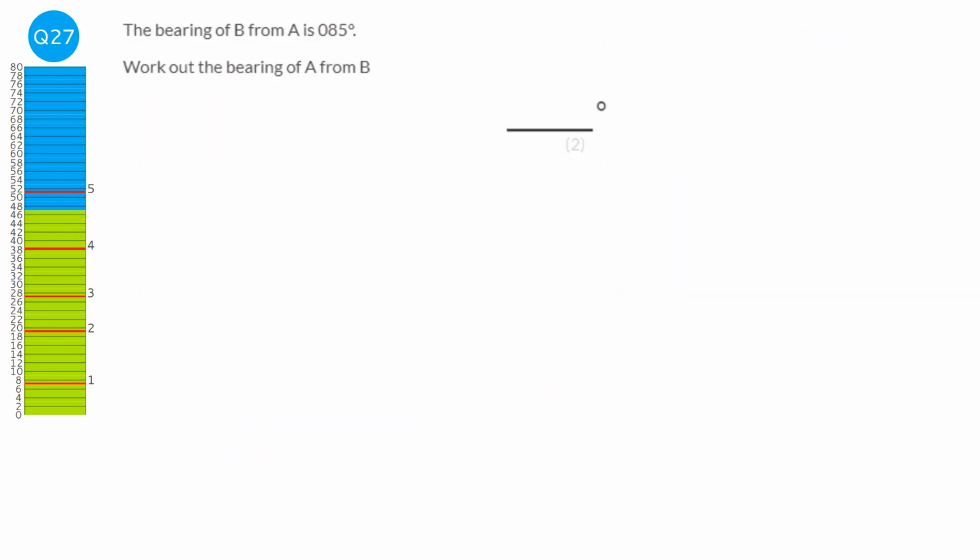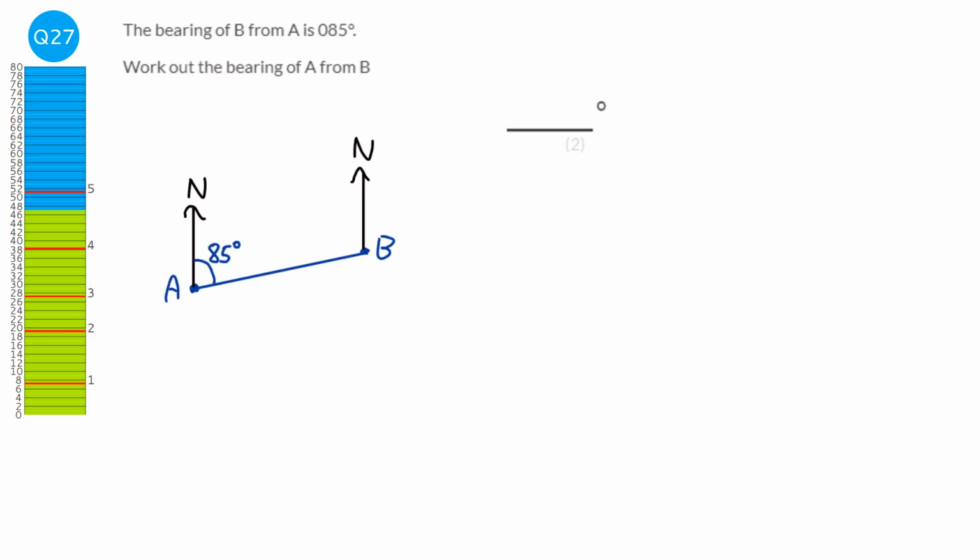So I'm going to start off just with a quick sketch, and we know that the bearing of B from A is 85 degrees. So we're going to have A here and B here. And let's just draw a line between them. And let's do both our north lines. And so we know that this angle here is 85 because it's the angle on the bearing of B from A, so it's 85 degrees.